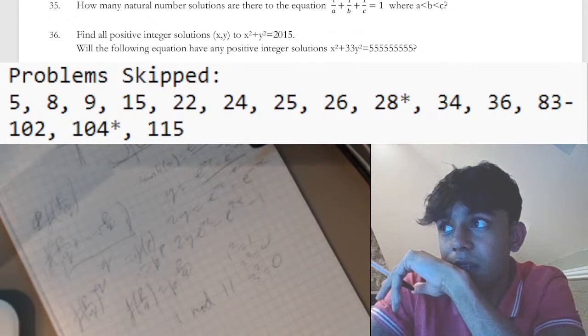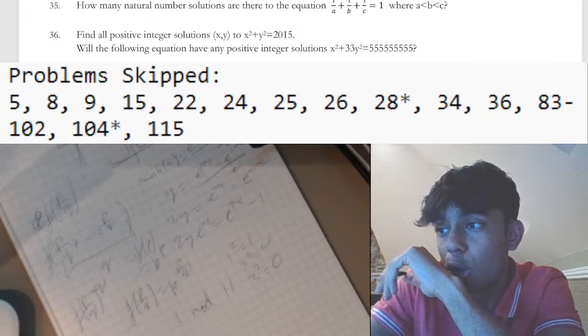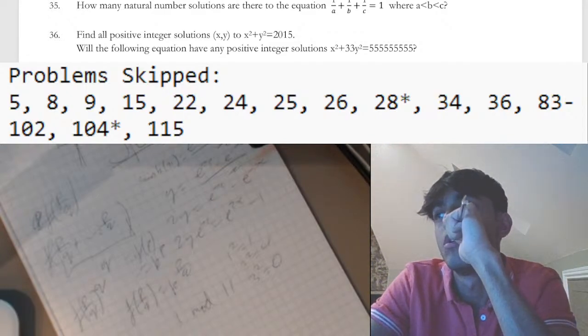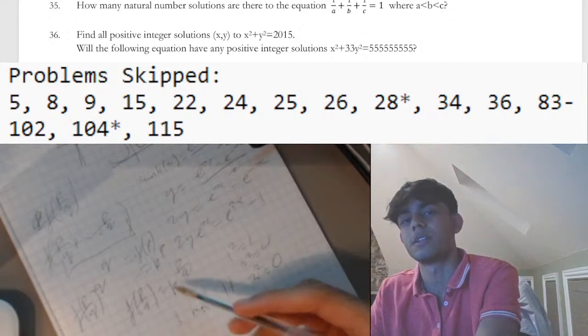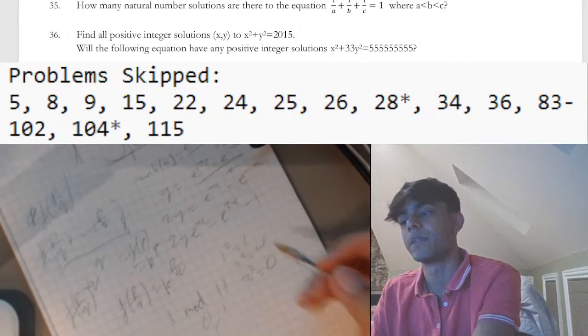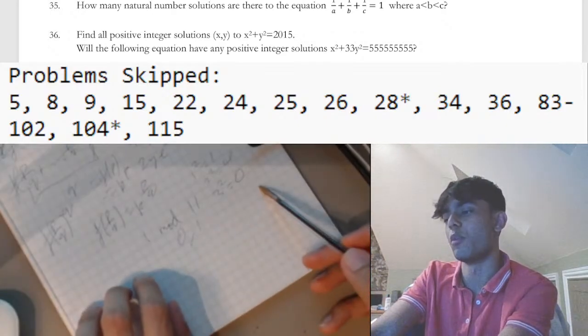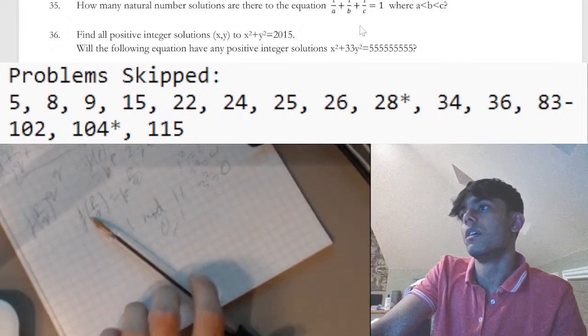Okay, well, 2015 is 2 mod 3, so both of the numbers need to be not multiples of 3. Okay, that doesn't help. Mod 4, what was it mod 4? It's 3 mod 4. Okay, and you can't make a sum of two squares 3 mod 4, because a square is going to be 0 or 1 mod 4, and 2015 is 3 mod 4. So there's no solutions.